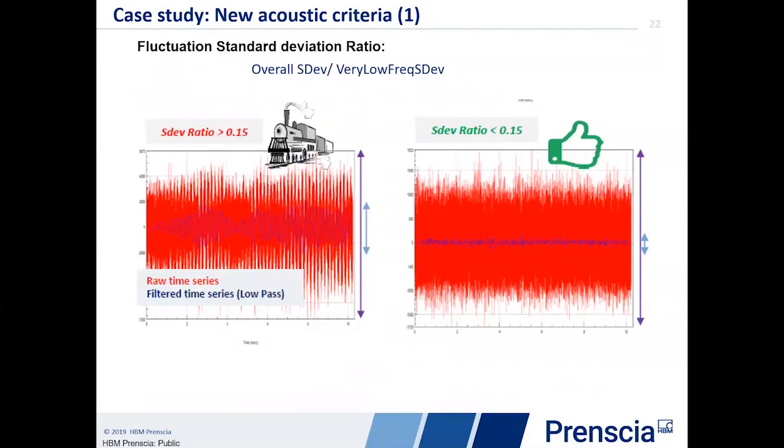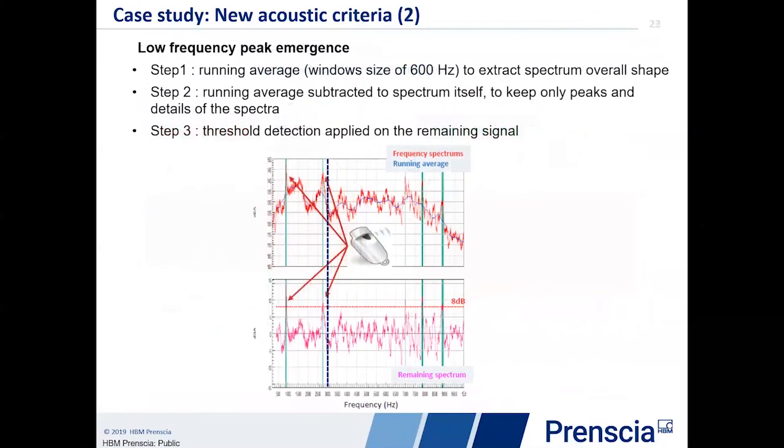So that was the first criterion they had developed, the fluctuation standard deviation ratio. And another criterion they developed is the low frequency peak emergence. This time we are analyzing our data in the frequency domain, so we talk about spectra here. They wanted to know more about the frequency content distribution of the signal, because the peaks that are more or less visible and more or less white, the peak emergence, were responsible for some sort of whistling feeling when they were listening to the signal.